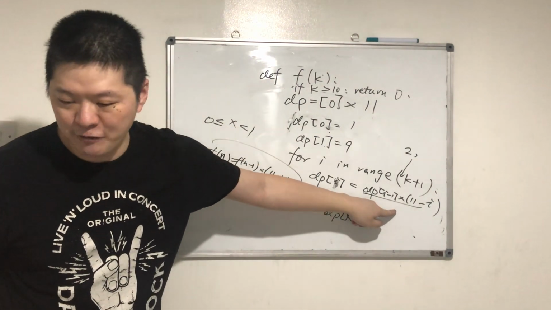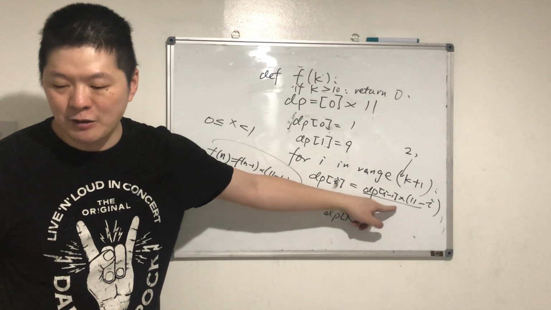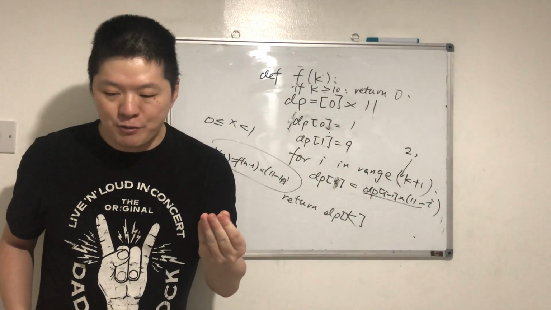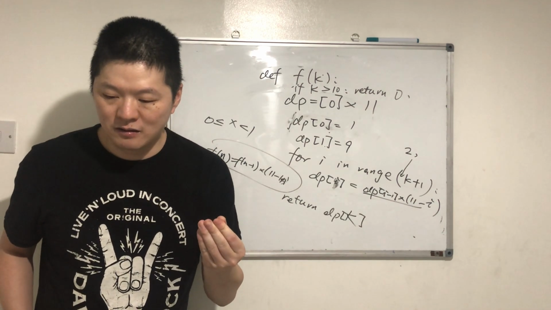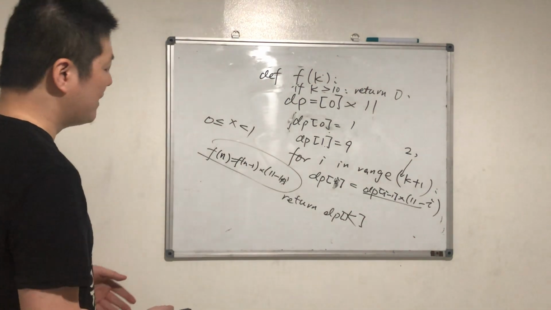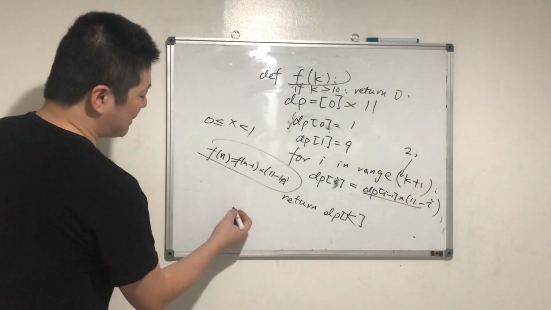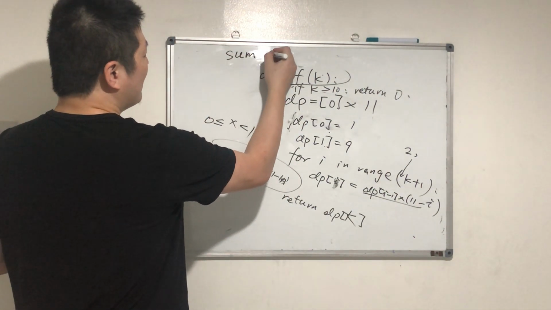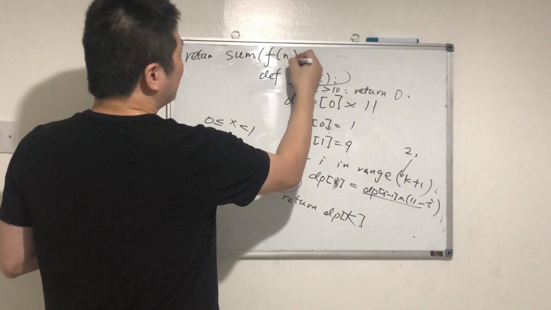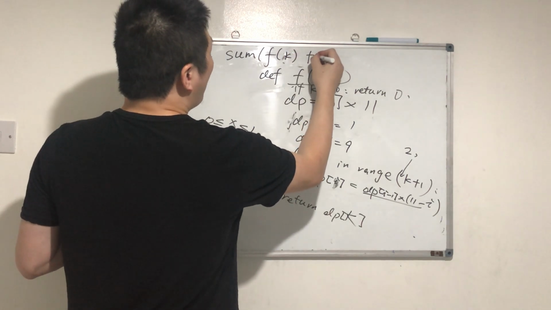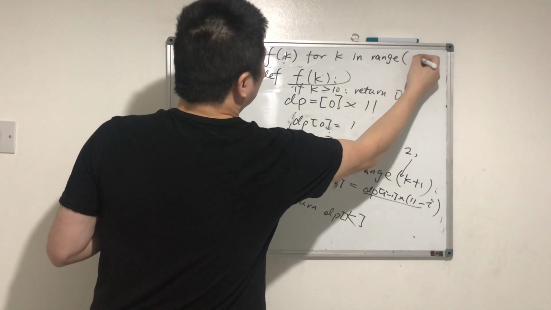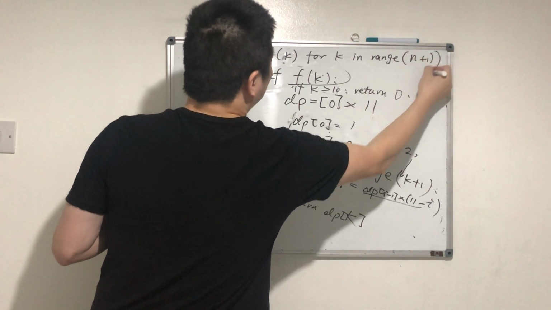This one doesn't have a recursion, but the previous one is recursion. In order to make a recursion a dynamic programming, we need to add what? A cache. The notebook, memoization, okay? So with this f k, we can just do this: return the sum of f n, f k for k in range n plus 1. That's it.